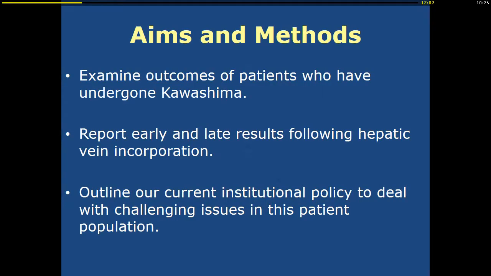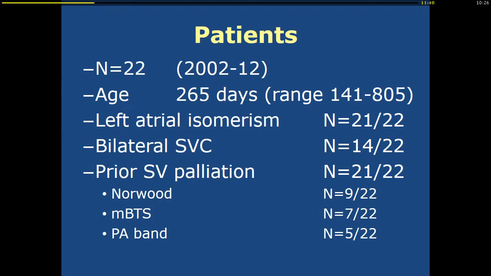So we aimed in this study to examine outcomes of patients who have undergone Kawashima to report early and late results following hepatic vein incorporation. At our institution, we tend to refer them early before the development of significant collaterals, and also to outline finally our current institutional policy to deal with the challenging issues in this patient population. So we had 22 patients in about 10 years.